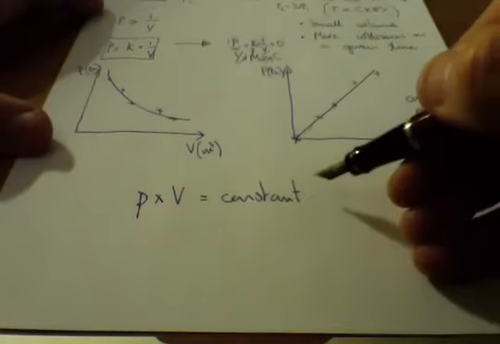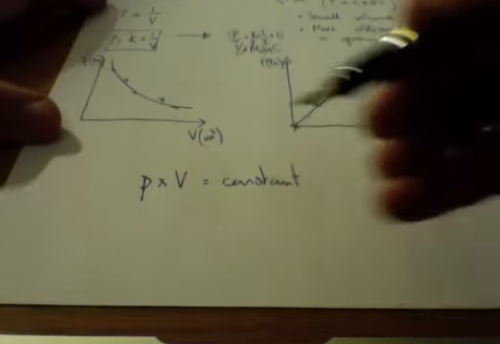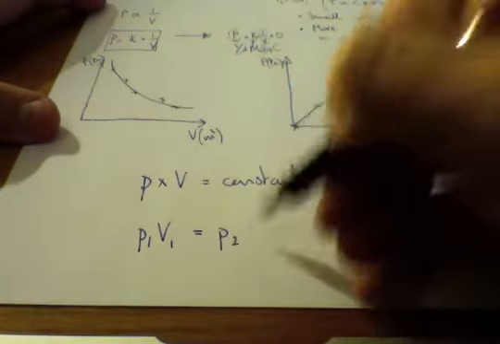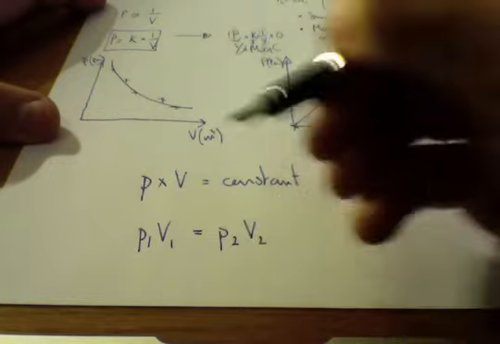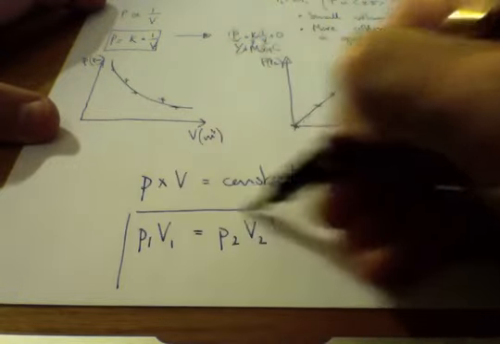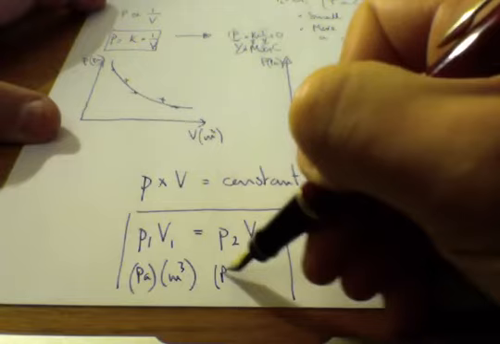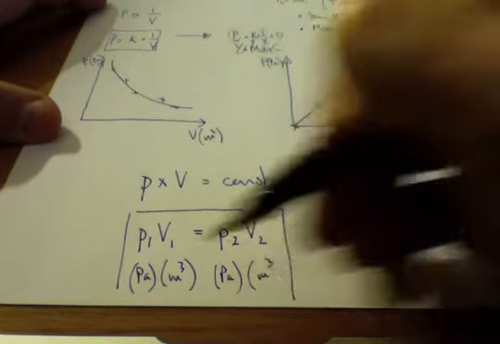And because that constant must be the same for all temperatures, the initial pressure of a system times the initial volume of a system should equal the final pressure times the final volume, where we have pressure measured in pascals and volume in meters cubed.